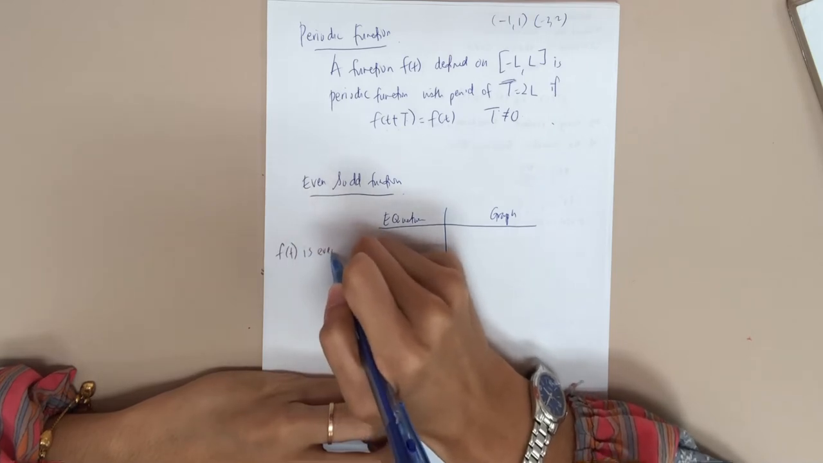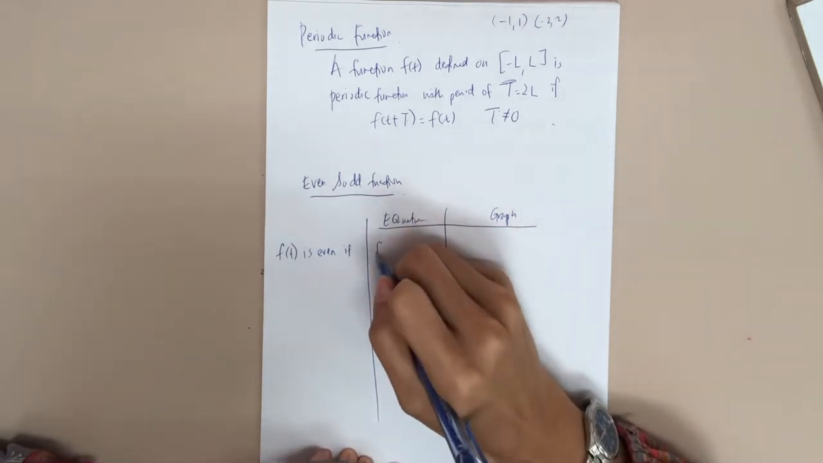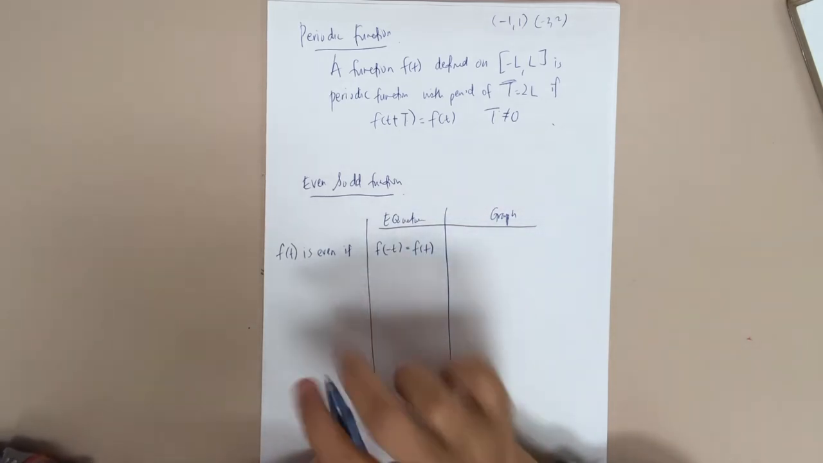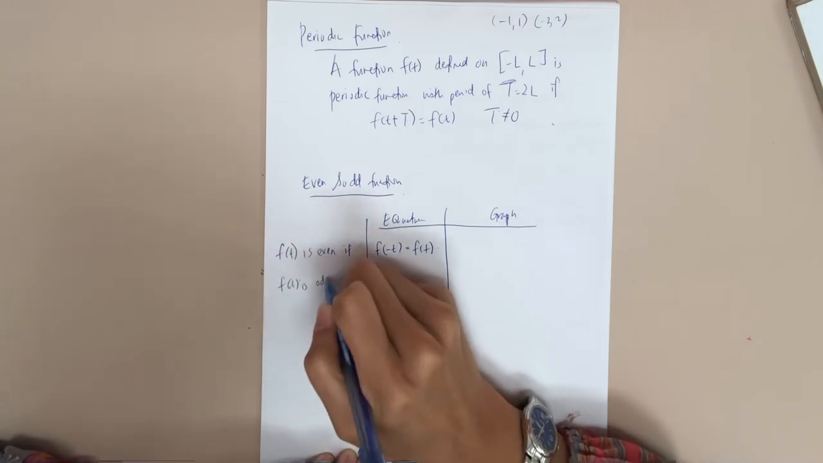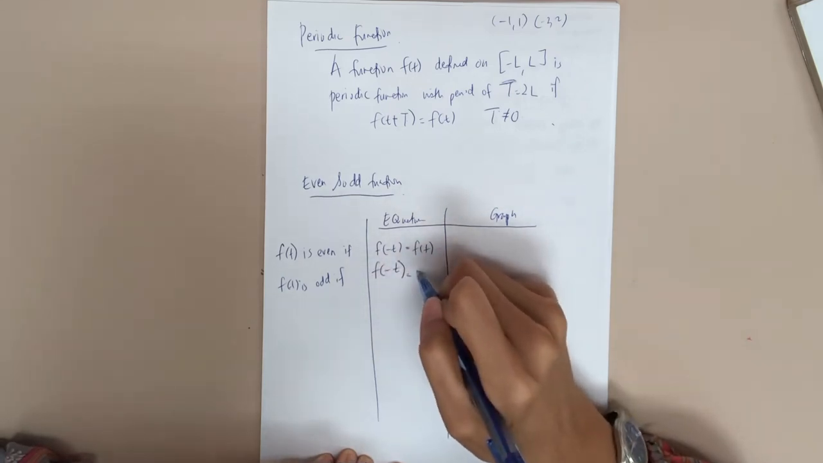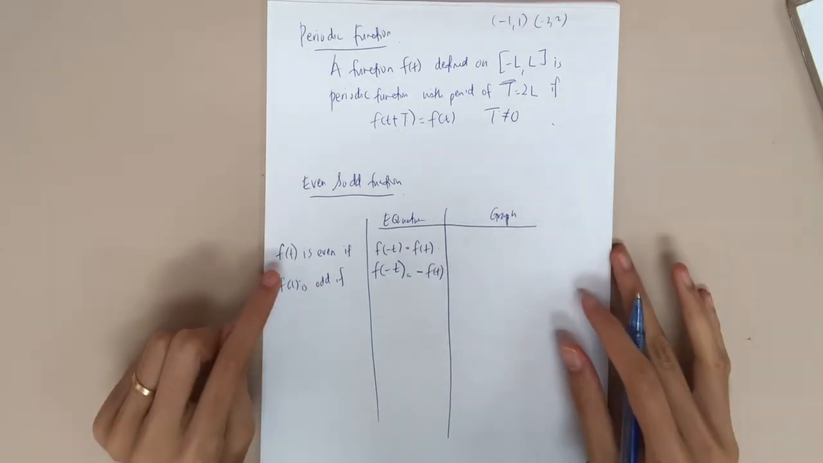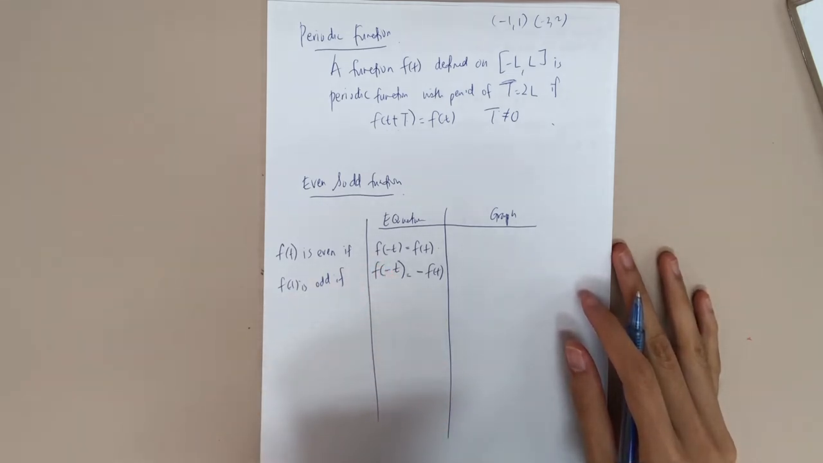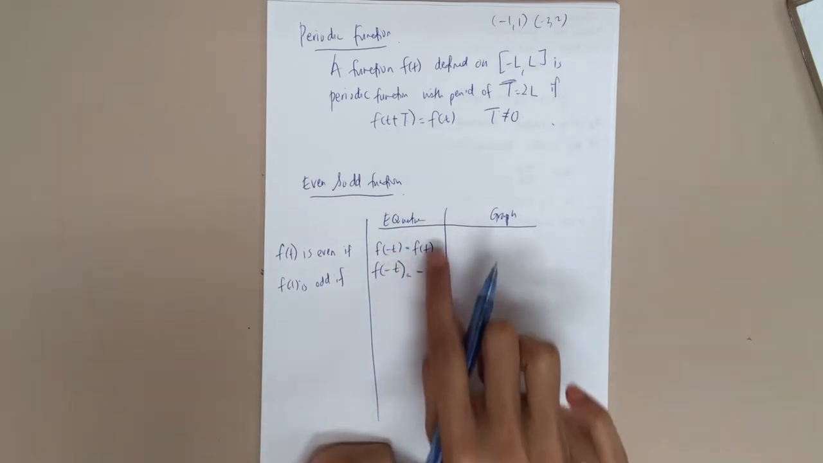f(t) is even if f(-t) = f(t). f(t) is odd if f(-t) = -f(t). You see the difference. Class, I repeat, the first one: f(t) is even if f(-t) equals f(t). So we start with negative t inside here, but then it's equal to f(t), positive.